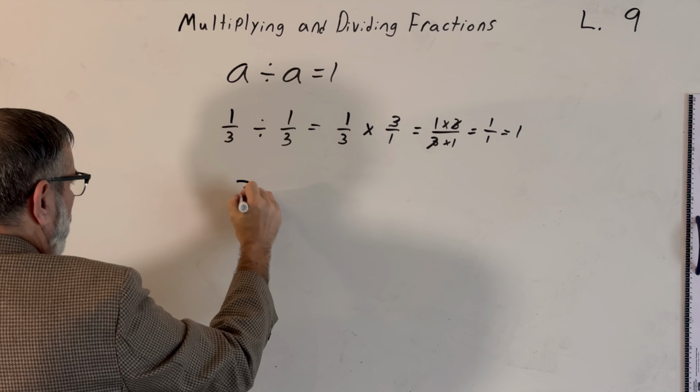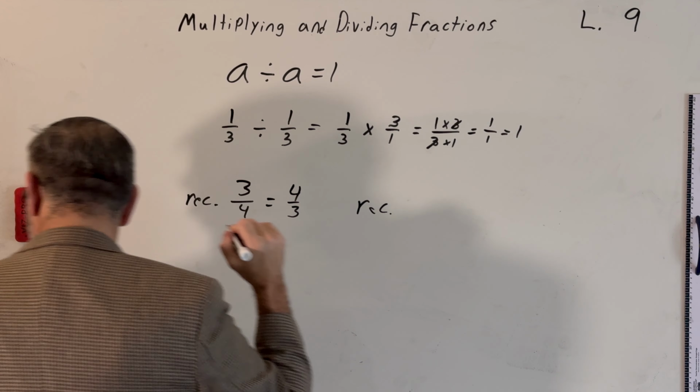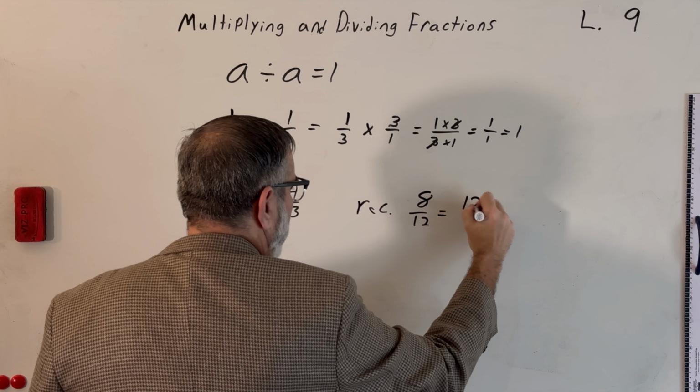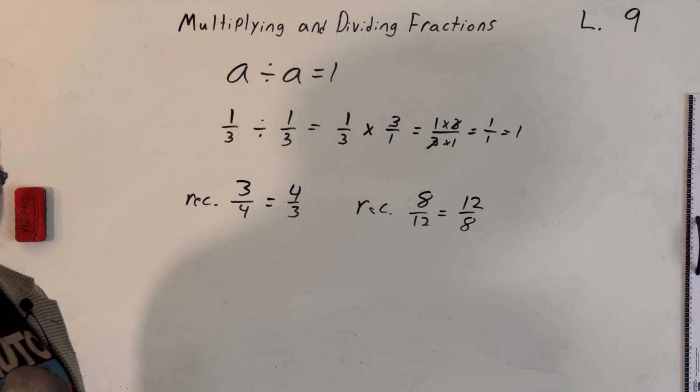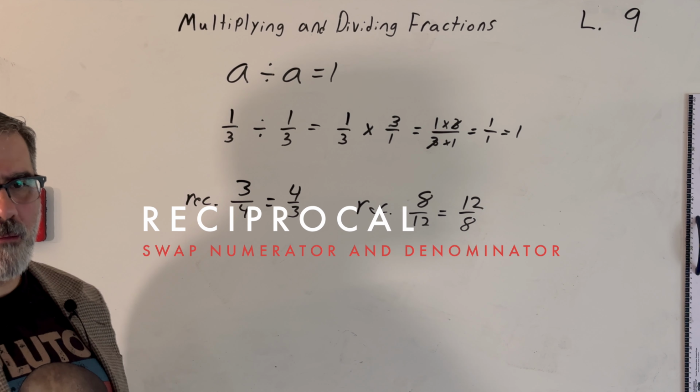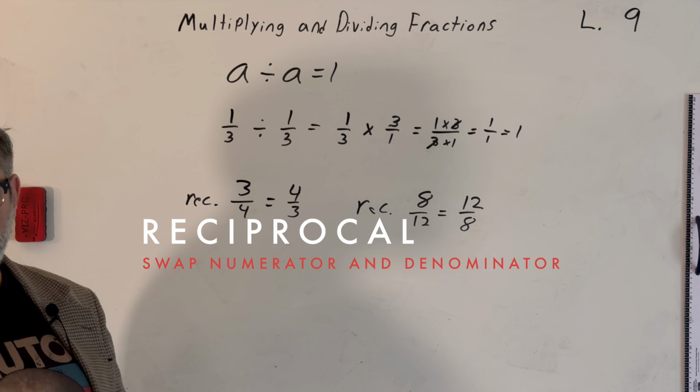So what is the reciprocal of 3/4? What's the reciprocal of 3/4? Anybody? 4/3. Yeah, 4/3. How about the reciprocal of 8/12? 12/8. 12/8. See how that works? We just switch the number in the numerator and the number in the denominator. We let them trade places. That's what a reciprocal is.